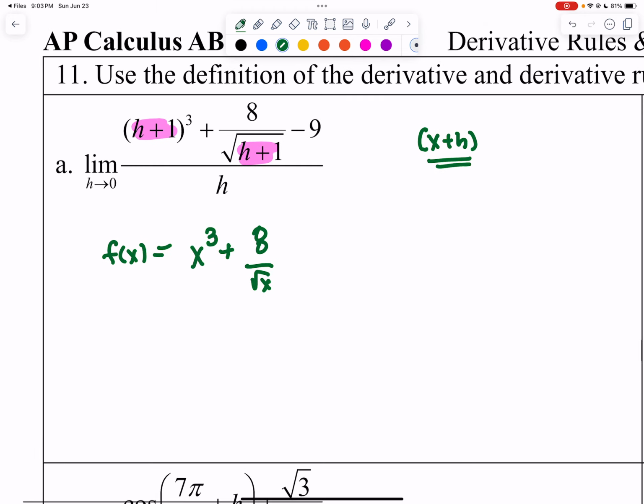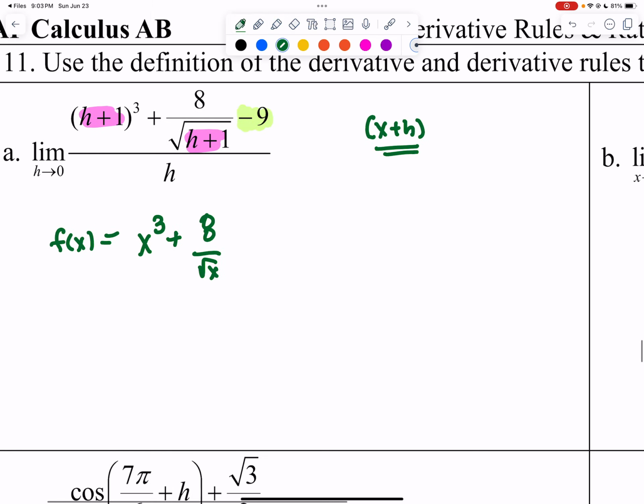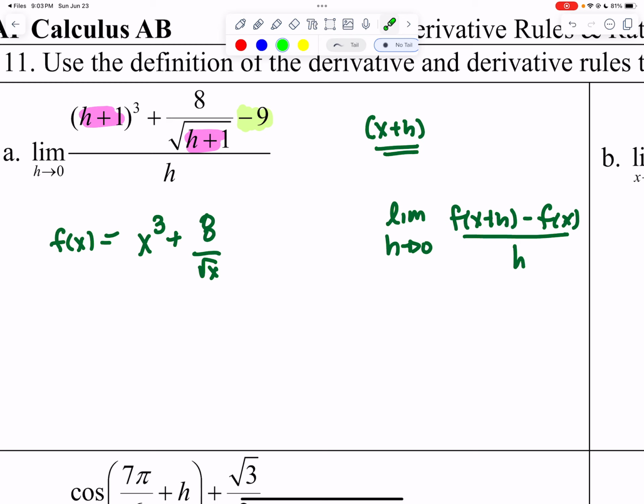And that's it. Now, I'm going to ignore the 9 for now because remember that if I were to think about the difference quotient, I have f of x plus h minus f of x over h. F of x is going to be your value at that particular point. So here, I'm trying to figure out what my x value is.